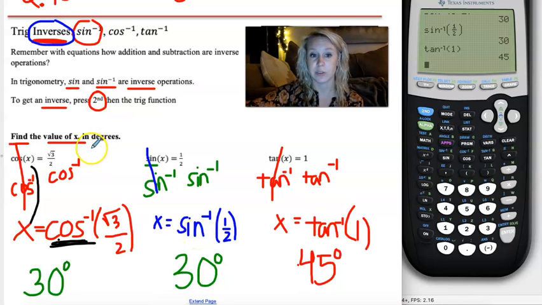Okay? So that is how you do an inverse of a trig function. And so you're going to be finding an angle. So it has a degree. Tiene grados. It has a degree symbol. Okay? So let me review.